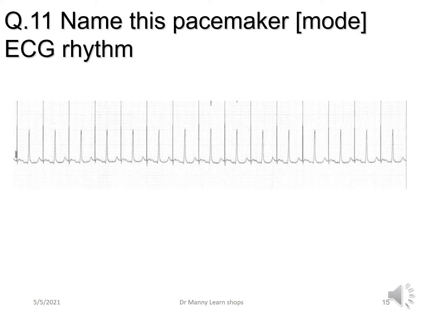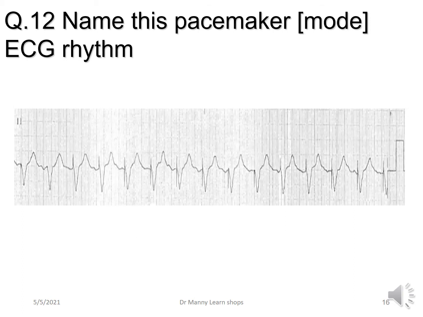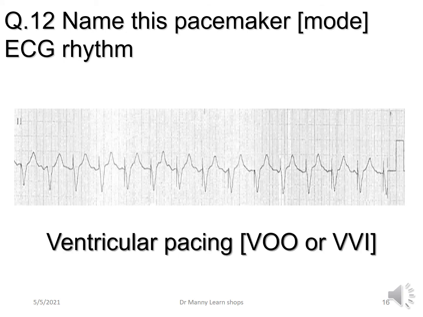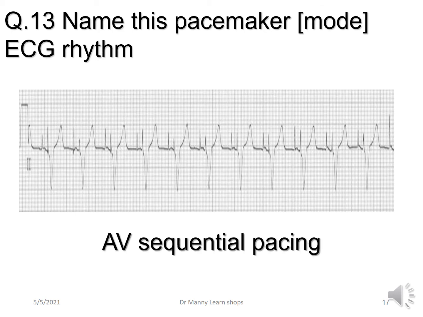Can you identify this pacemaker rhythm? This is atrial pacing, and it could be AOO or AAI. What about this one? This is ventricular pacing, which could be VOO or VVI. What about this pacemaker mode? This is AV sequential pacing, which paces the atria and the ventricles in synchrony.